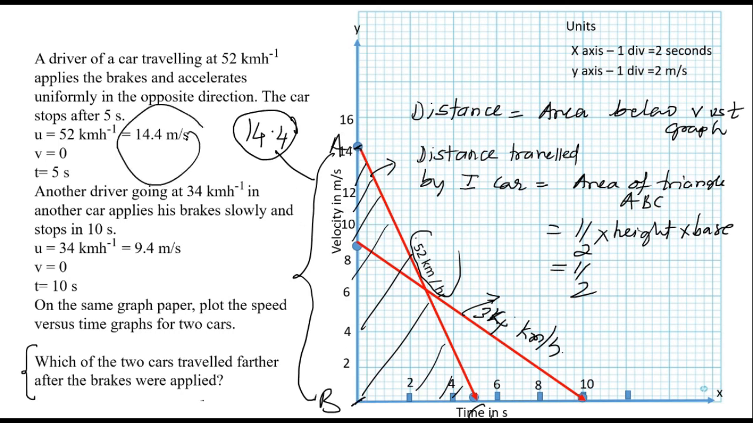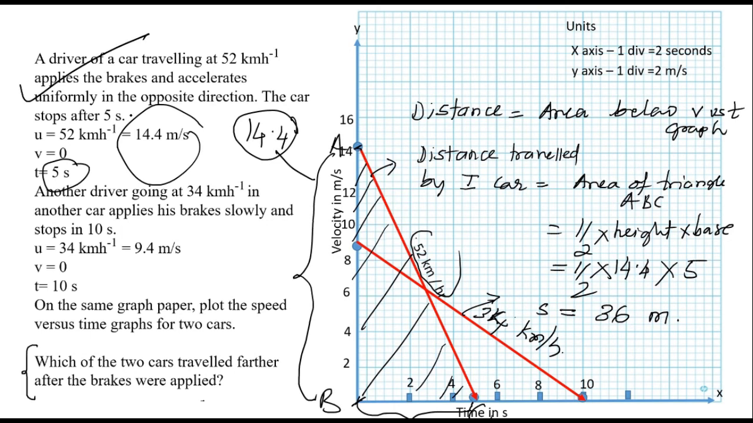Look at this number. So this is equal to half into 14.4 into what is the base? Base is 5 seconds. So it's 5. That will give you a number which is equal to 36. And 36 what? Meters, because we are calculating the distance, right?